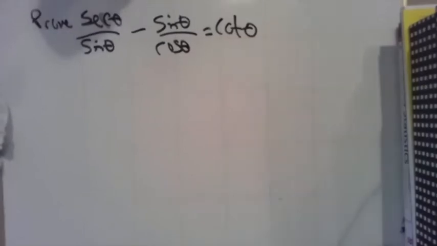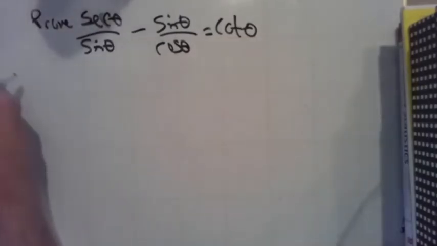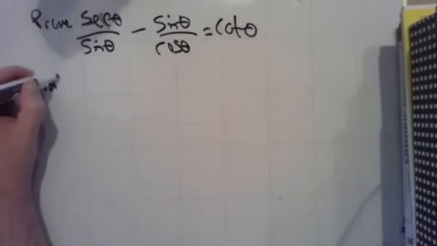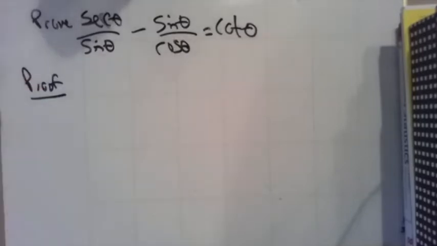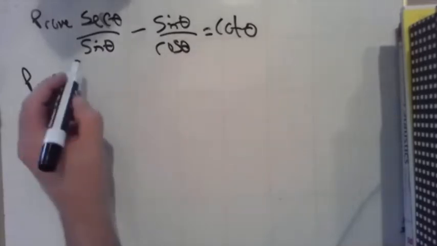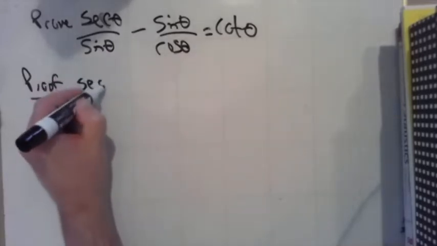Okay, so I'm going to write down the more complicated side. I'm going to tell the reader, proof. Write that down. Use that word. That's the beginning of my proof. Write down the more complicated side exactly the way it looks.